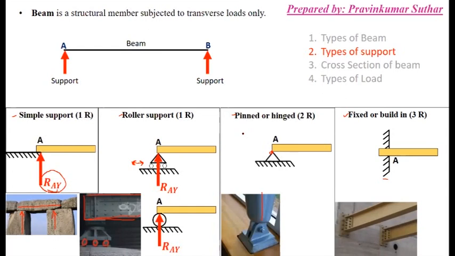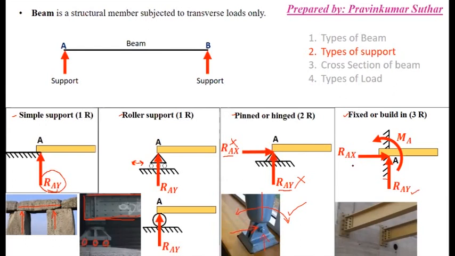Next is the pin or hinge support. In this you can see there are two reactions: one vertical and one axial, or we can say horizontal. So the pin support supports in the vertical direction and also in the horizontal direction, but there is no resistance to moment; rotation is allowed. Like fixed support, in this, as you can see, there are three reactions: one vertical, one axial, and one moment. So all three reactions are there.